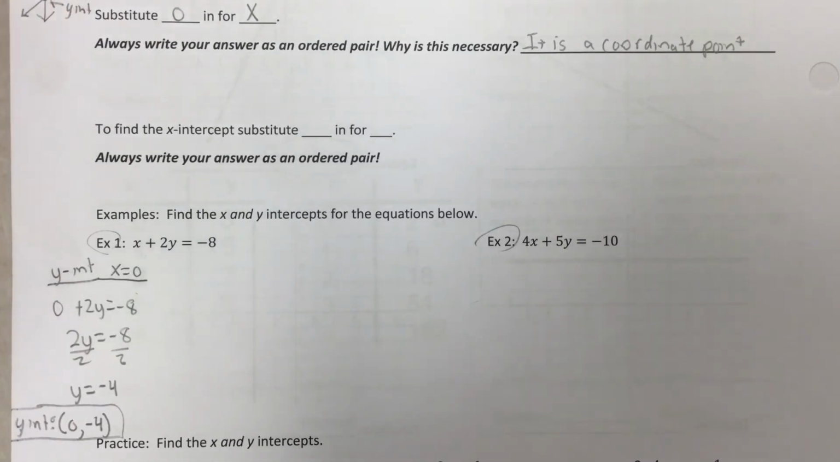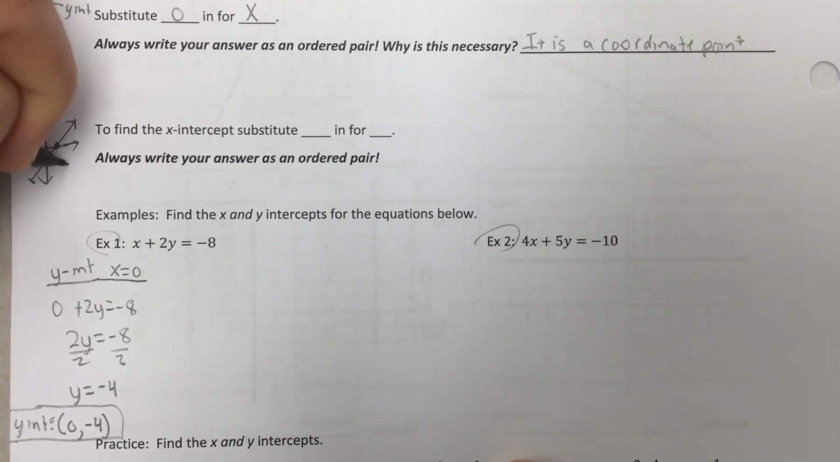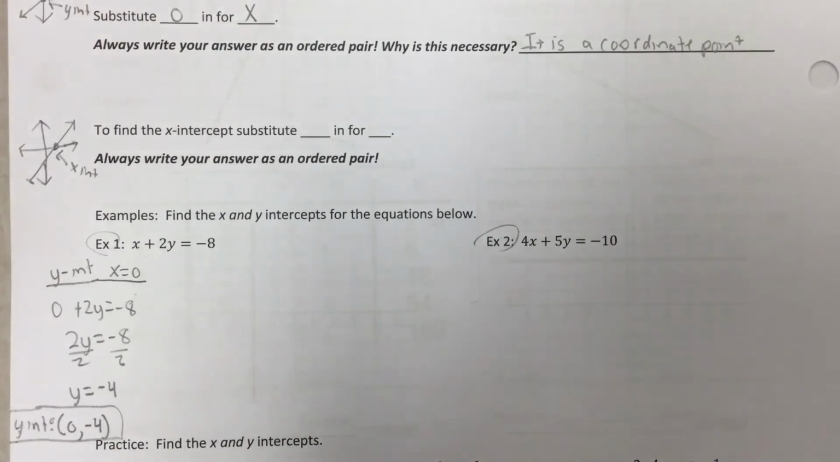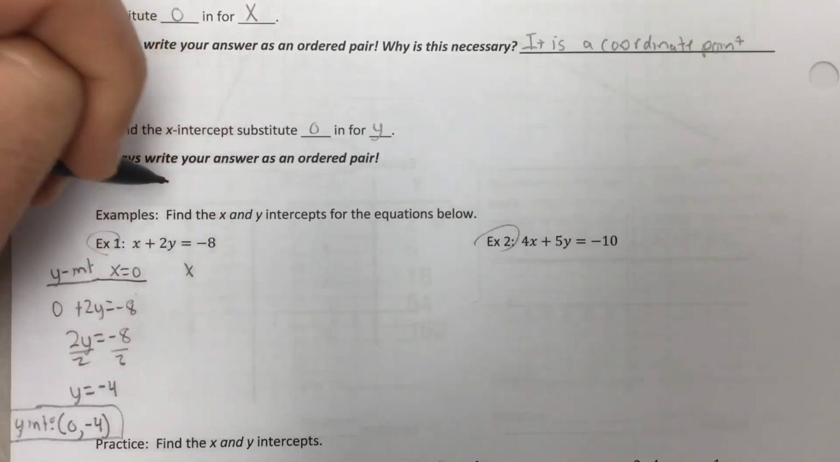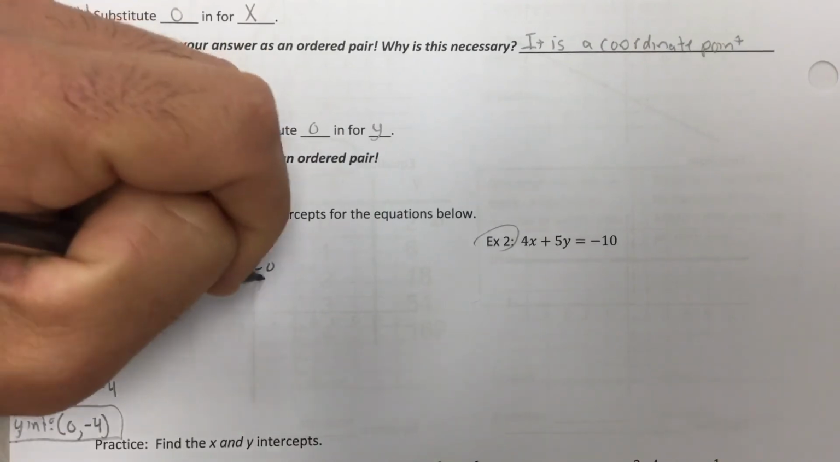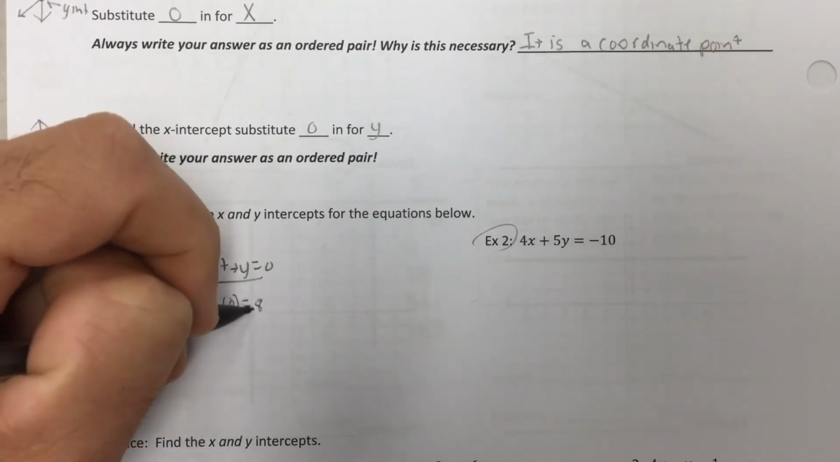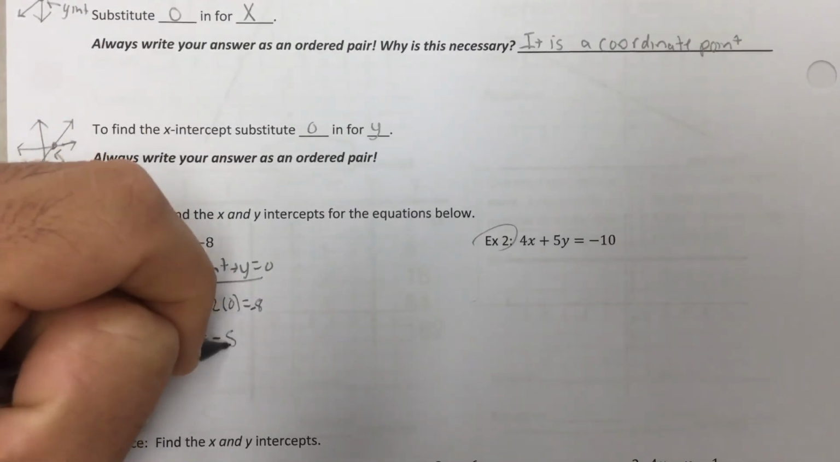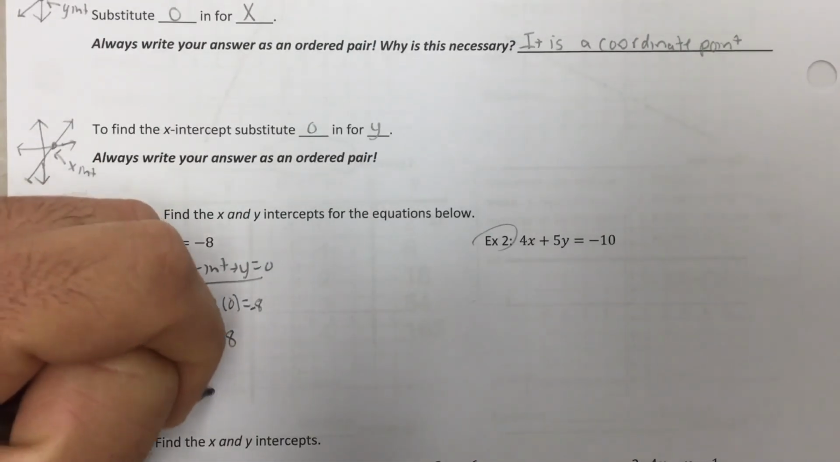You can also find x-intercepts. So again, x-intercepts would be where the line crosses the x-axis. So that's your x-intercept. And like I said, you are going to set the opposite letter equal to 0. So to find the x-intercept, you're plugging 0 in for y. So to find my x-intercept, my y is equal to 0. So I'd have x plus 2 times 0 equals -8, or x equals -8. Again, write it as an ordered pair. So my x was -8, my y was 0.